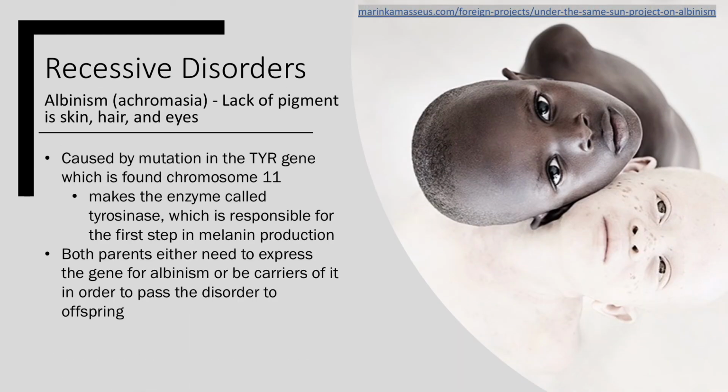Albinism is another autosomal disorder. This is an example of a recessive autosomal disorder. Albinism is characterized by a lack of pigmentation in the skin, hair, and eyes. Albinism is caused by a mutation in the TYR gene, which is found in chromosome 11.